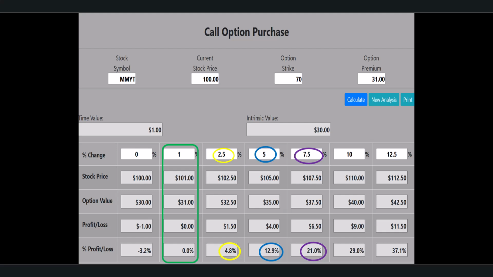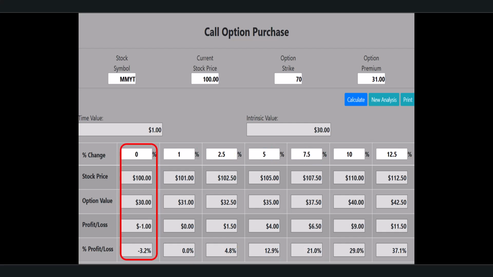The call option purchase calculator also shows that if the MMYT stock price increases by 2.5%, the 70 call will make a 4.8% or $150 profit. If the MMYT stock price increases by 5%, the 70 call will make a 12.9% or $400 profit. If the MMYT stock price increases by 7.5%, the 70 call will make a 21% or $650 profit. The 10% and 12.5% numbers are also displayed. You can see that the profits get better and better.